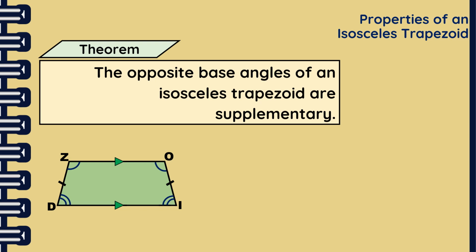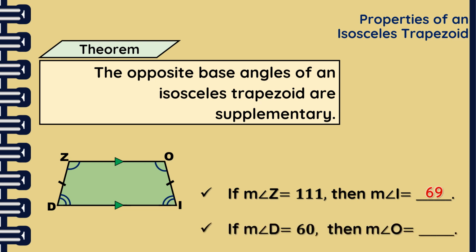Let's have examples. If the measure of angle Z is 111, then what is the measure of angle I? Based on quadrilateral ZOID, angles Z and I form a pair of opposite base angles. Therefore, the sum of their measures is equal to 180. We need then to subtract 111 from 180, and that leads us to the measure of angle I, which is 69.